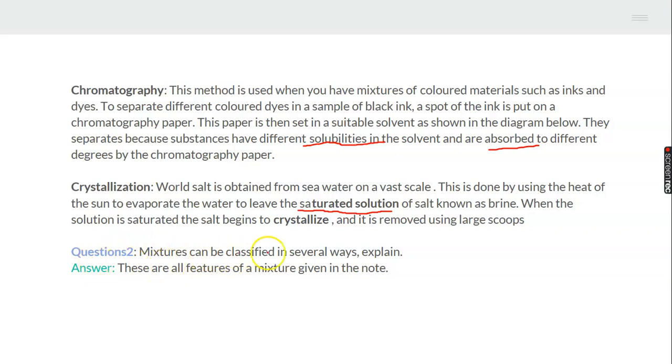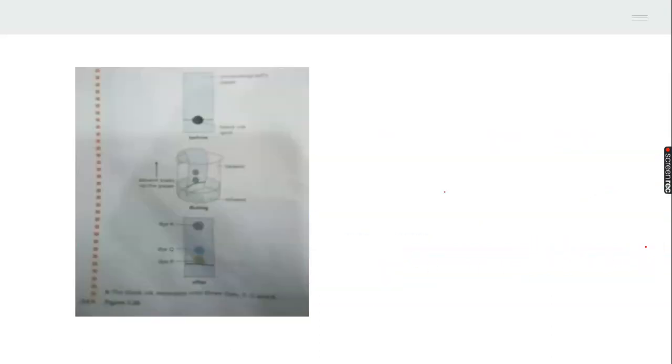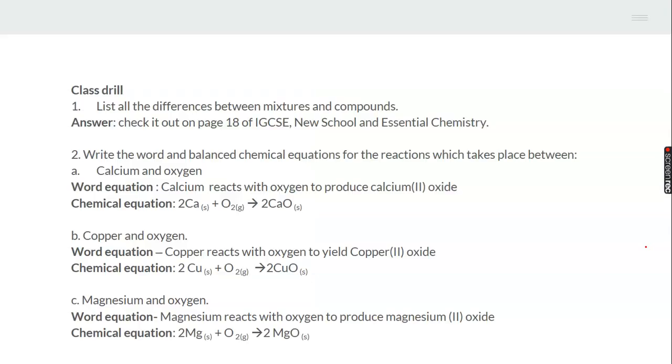Then question 2, mixtures can be classified in several ways. Explain. All the features of mixtures are in the notes given to you. You can see them right there. You can know a mixture when an impurity is mixed with something, and you need to separate them out. Okay, this is the answer to the class drill, and you can see the differences between mixture and compound from page 18 of your IGCSE textbook.